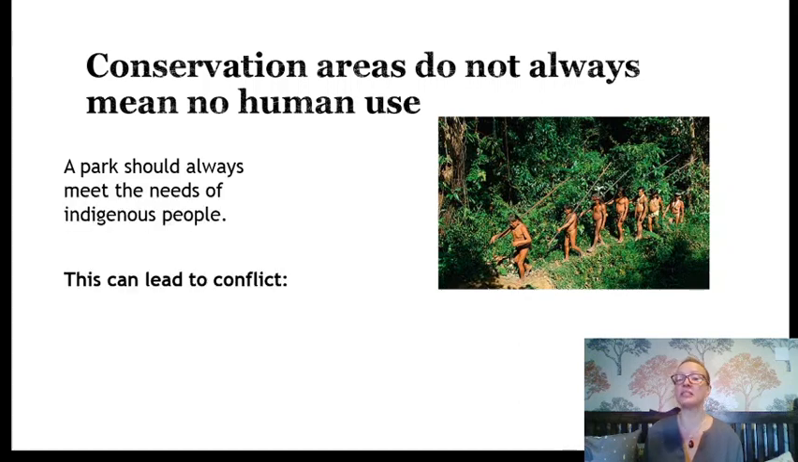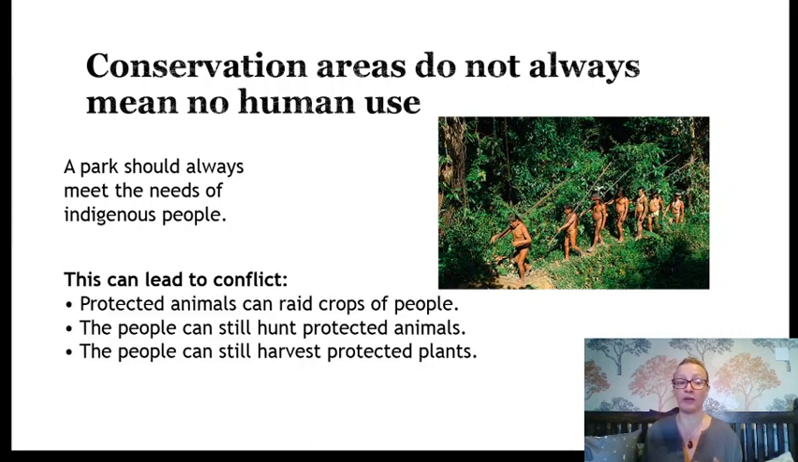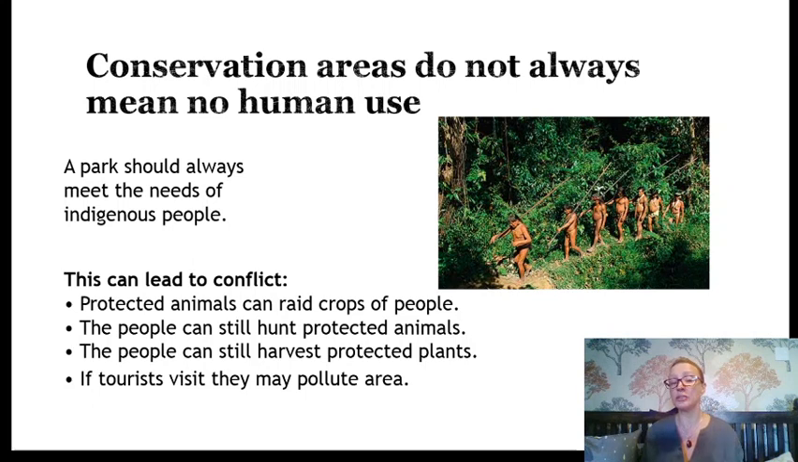And conservation doesn't necessarily mean that humans can't use that particular area, because we need to respect the indigenous populations of that area. And sometimes that can lead to conflict, which we'll look at a little bit later. Conflict because you've got animals raiding crops. The people might still need to hunt for food and for clothing, other resources. They still need to be able to harvest plants for medicine or food or fuel. And when tourists come into the area, potentially they could pollute the area, and that can cause conflict as well.